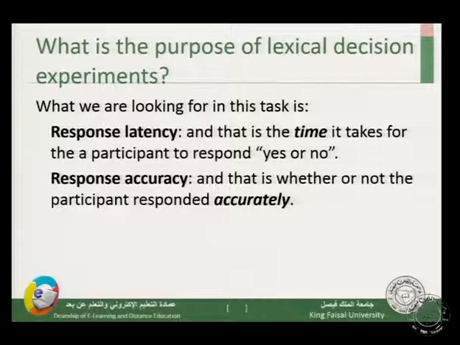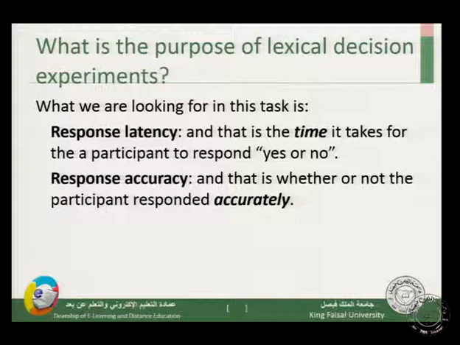In this task, we are looking at two things, and you have to remember this well. The first thing we are looking for is response latency. What this means is the time it takes the informant to click either yes or no. So this is about the time. The first thing we are checking as psycholinguists is how much time it takes the informant to click either yes or no. This is called response latency.